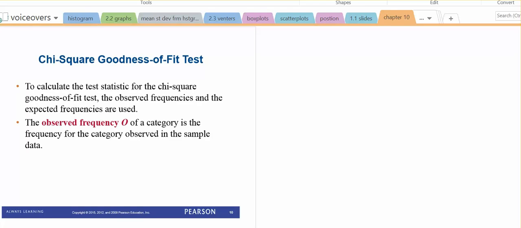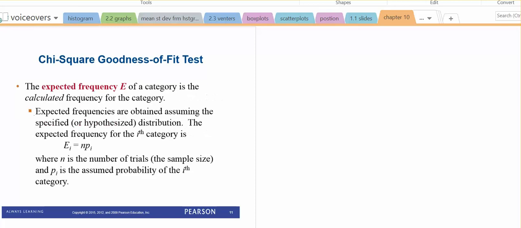In order to calculate the test statistic for chi-squared, you must look at all the observed frequencies and all the expected frequencies. Expected frequencies are assuming the hypothesized distribution, and the expected value is going to be the number that was sampled times the probability for each category.